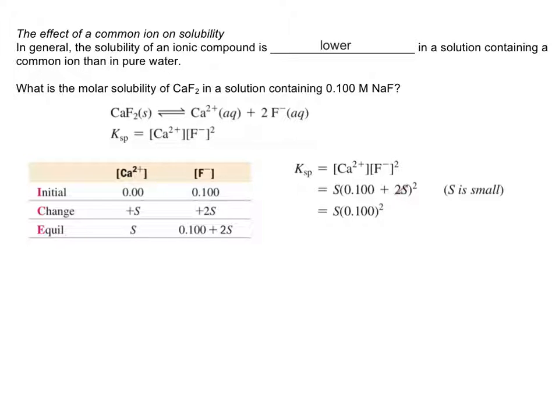If we solve, we know that Ksp is equal to 1.46 times 10 to the minus 10th. If we divide that by 0.1 squared, then we end up with s being equal to 1.46 times 10 to the minus 8th molar. Having that additional fluoride ion in there makes almost none of the calcium fluoride dissolve. 1 times 10 to the minus 8th is a really, really small concentration.